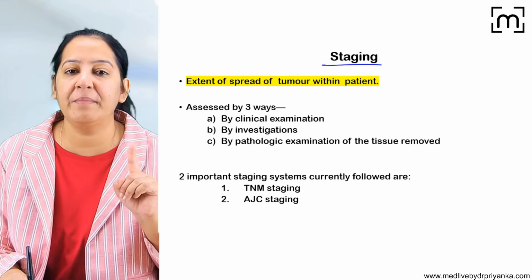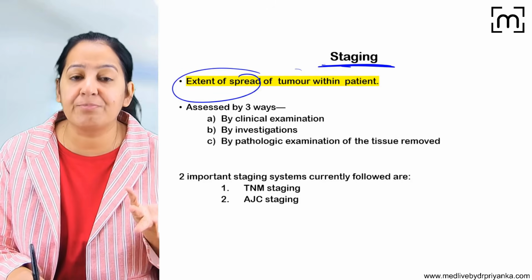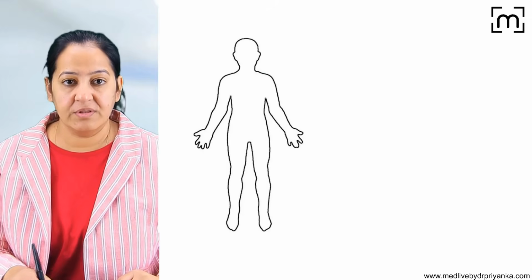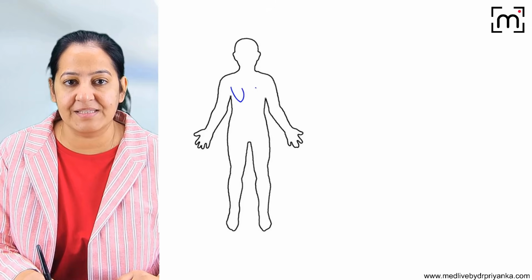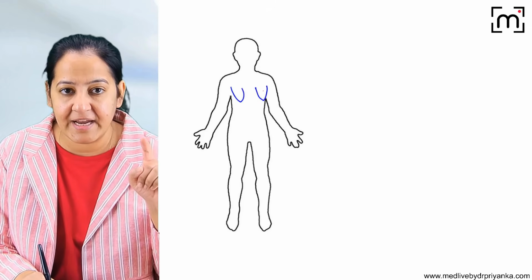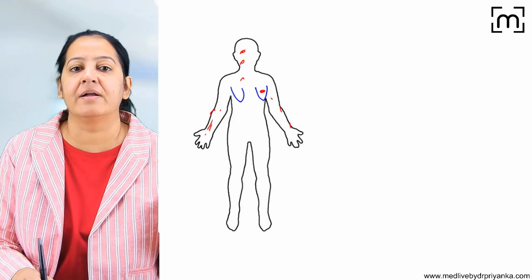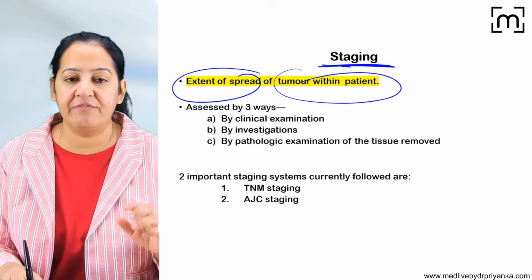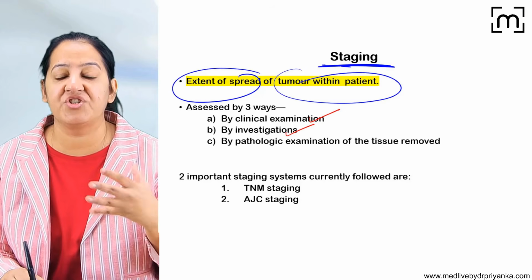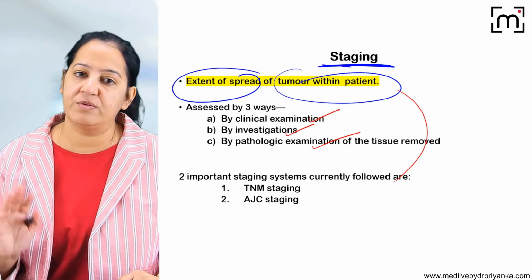Now coming to the staging. What do you mean by staging? Staging is the extent of spread of the tumor within the patient. Again, let's talk about the same example. This is a breast cancer in a lady, in a patient, and it has spread to multiple organs. The metastasis is there. So how much has it spread? For that we have to do the clinical examination, investigation, and radiological examination, based on which we will do the staging.